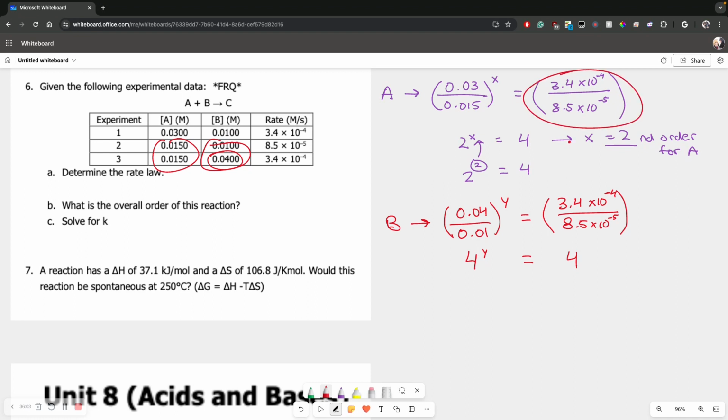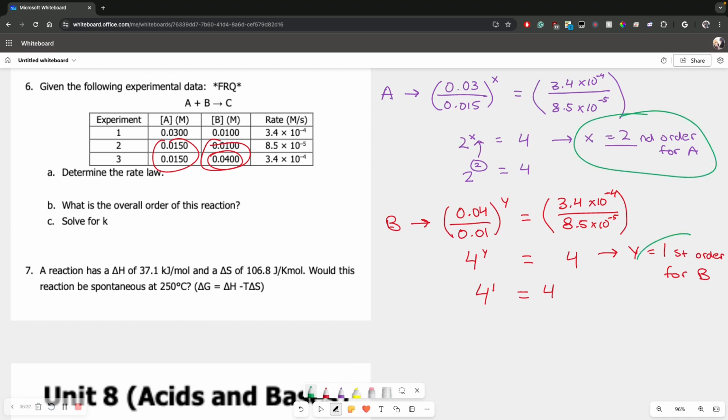This is the same numbers from the previous, so we can just carry that over because we know it's 4. So in this case, y equals 1. So that's first order for B, because if we raise 4 to the first power, you're still going to get 4. So the rate law for this is you just take into account both of these. So it's second order for A and first order for B.